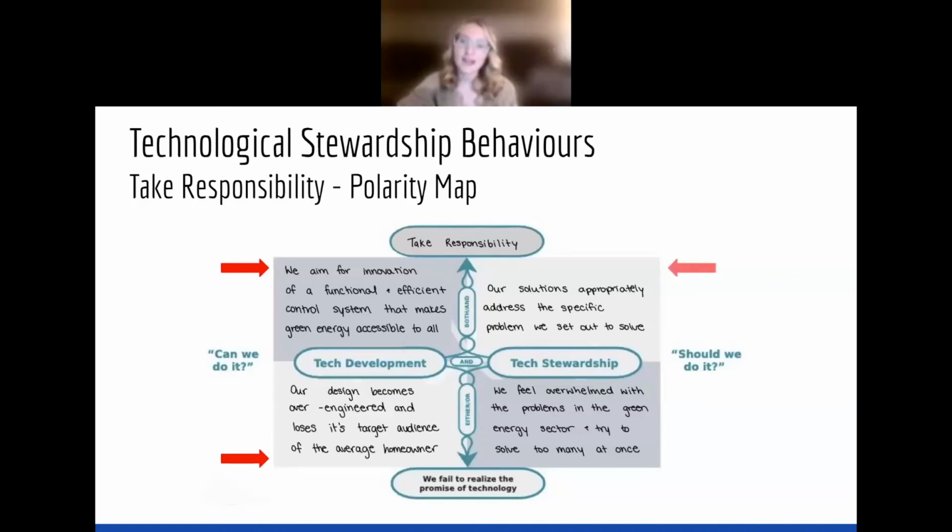A benefit of tech stewardship is that our solution will appropriately address the specific problem we set out to solve, which is control of a residential PV system. If we only focus on tech stewardship, we may become overwhelmed with the problem in the green energy sector and try to solve too many at once in our design. It is therefore important to have a blend of tech stewardship and development in our design to ensure that it is functional and efficient, but also addresses the problem associated with the current solar control systems.